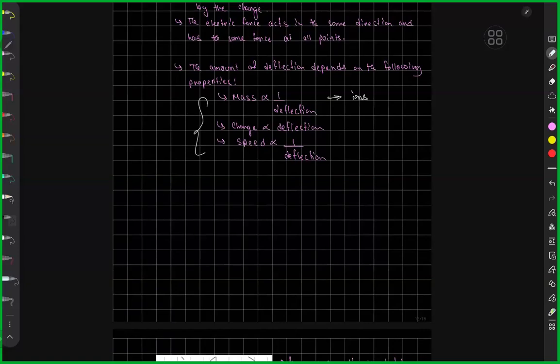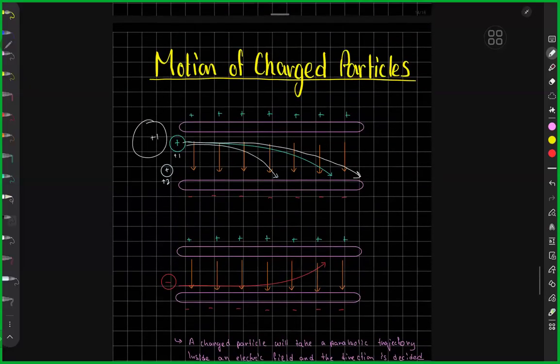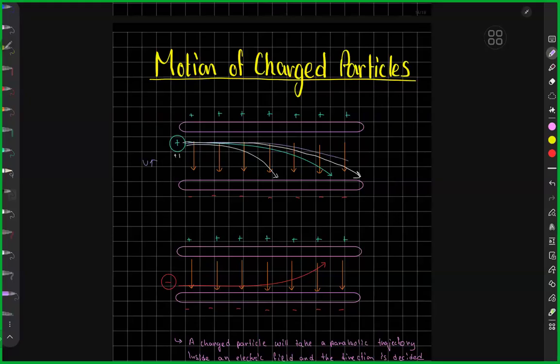Now, the speed is inversely proportional to deflection. So if I have the same charge, +1, same mass, coming in with a higher velocity, it will be less deflected, right? It will simply be less deflected.